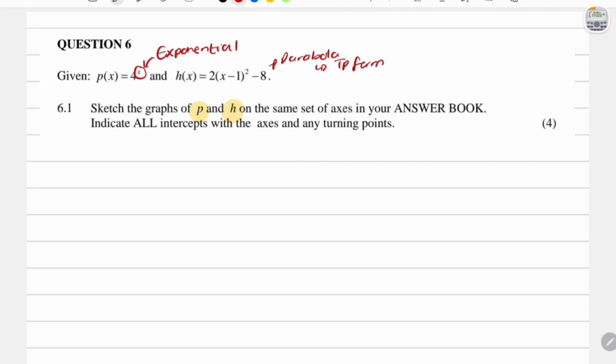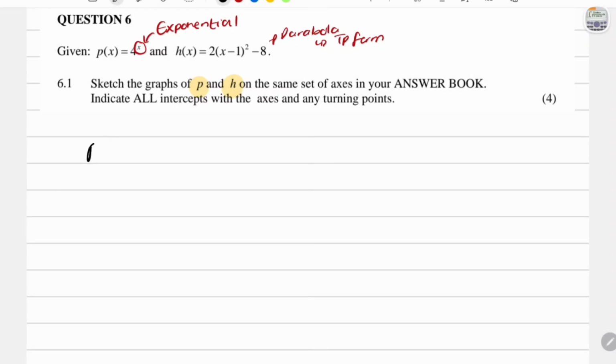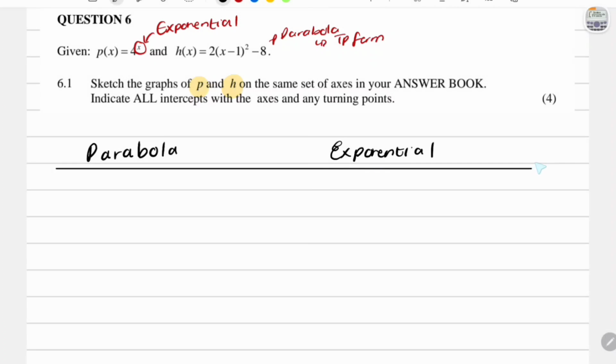So we just need to draw these two graphs. Okay, so let's just figure out certain things that we need to find in order to draw these two graphs. So I'll put them separately. We will speak about how to sketch the parabola here, and on this side, how to sketch the exponential function. Okay, so with the parabola, I just go through these steps. They're very similar.